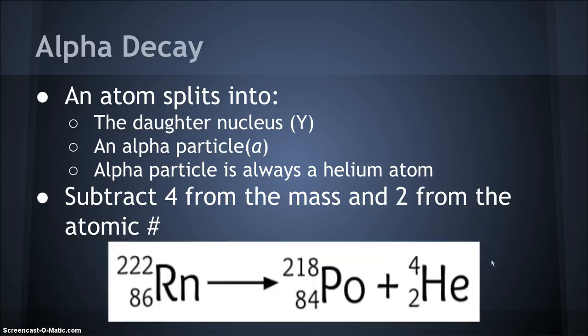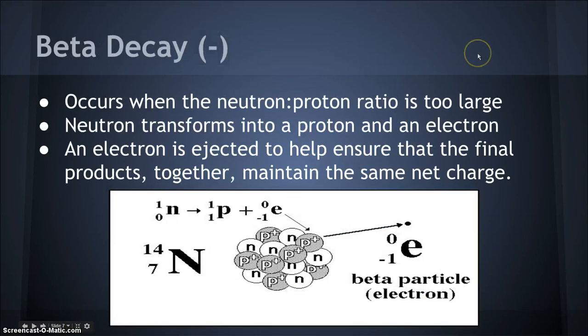This is an example of the noble gas, radon. After completing the alpha decay, the atom emits the alpha particle, helium, and becomes the daughter nucleus, polonium. Notice that the polonium atom has 4 less in mass and 2 less in the atomic number, which is given to the newly formed helium atom. Beta decay is a little different in terms of the process.